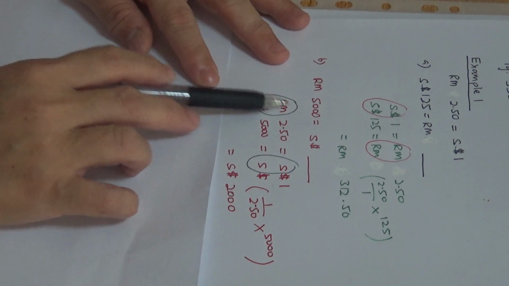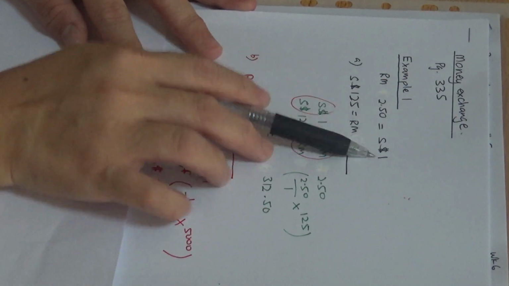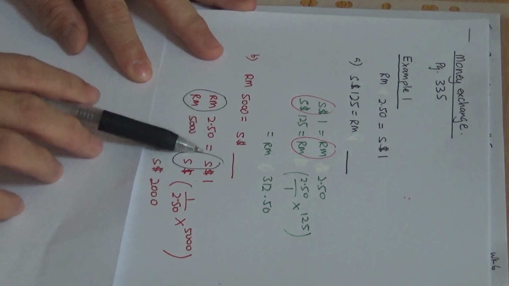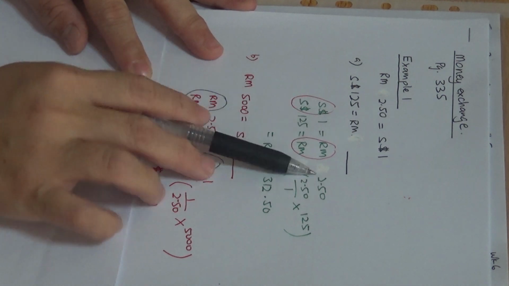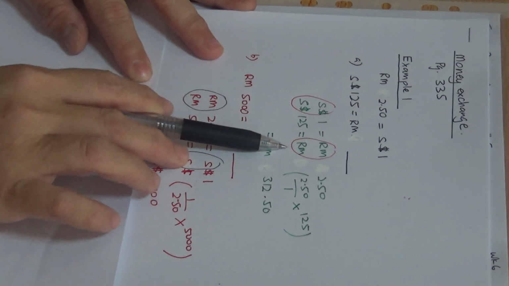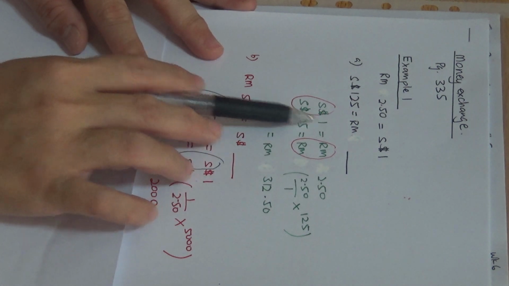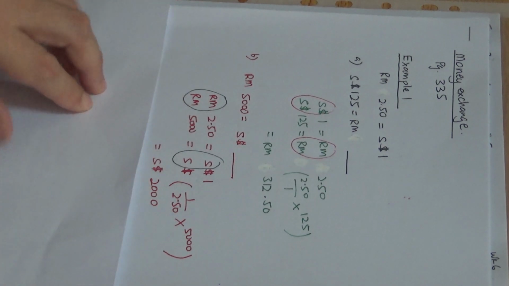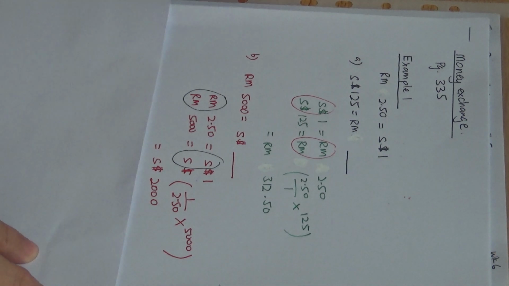Just make sure that you line it up properly. If it is not in the correct order, you just have to flip it, like in part A where we flip it so that it's lined up together. Once it's lined up together, you can use this over this times this, which will give you the answer. Please remember to line them up properly.